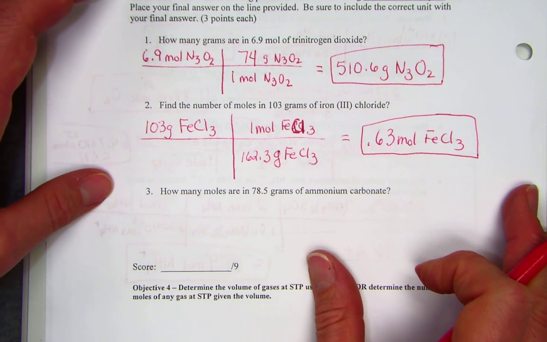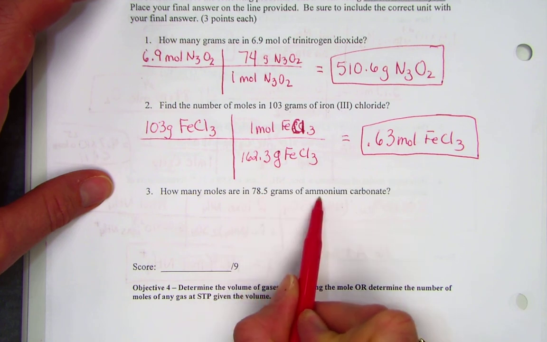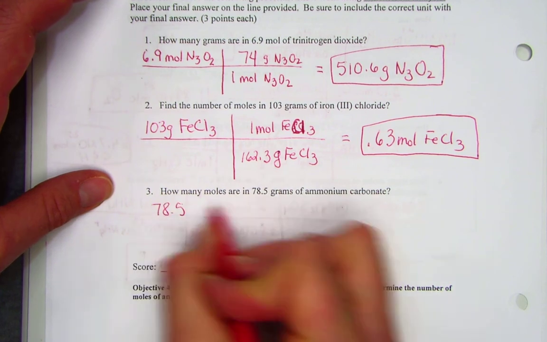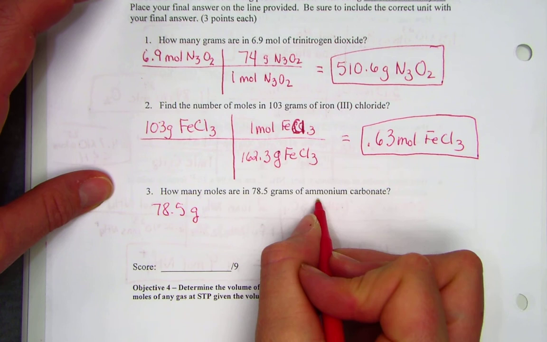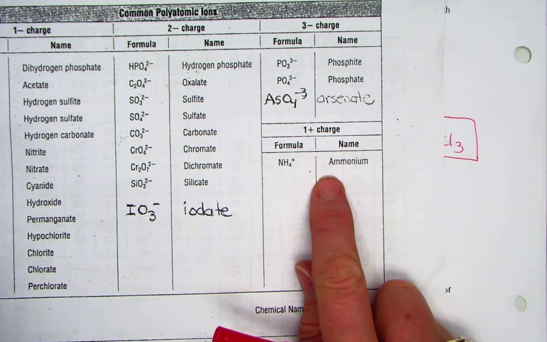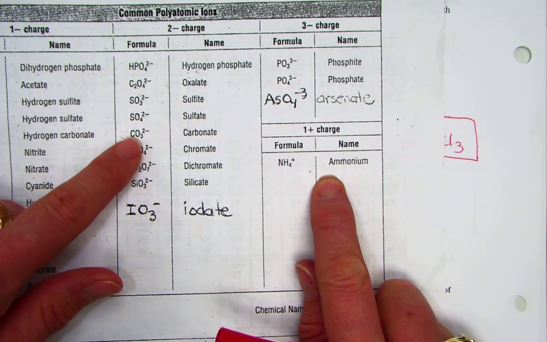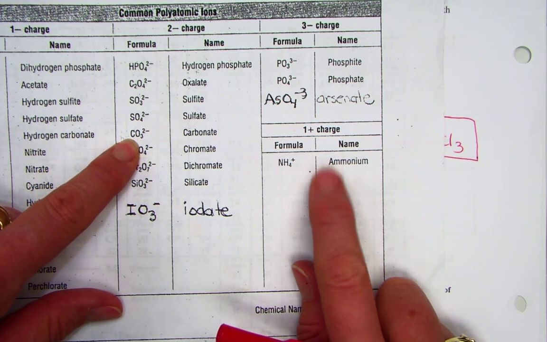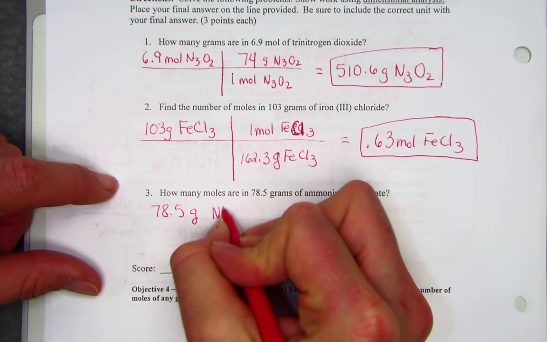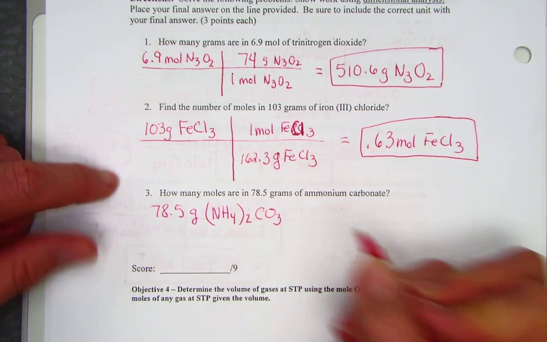One more. How many moles are in 78.5 grams of ammonium carbonate? The number, 78.5. The unit is a gram. And ammonium carbonate. Ammonium is our positive polyatomic ion, NH4 plus 1. We're going to hook it to carbonate, CO3 minus 2. So a +1 with a -2, when we crisscross, we'll find ammonium, NH4 taken twice, carbonate, CO3.